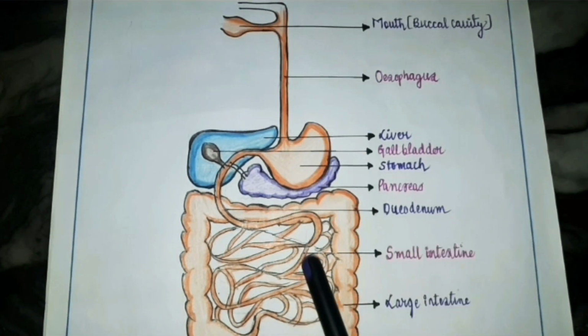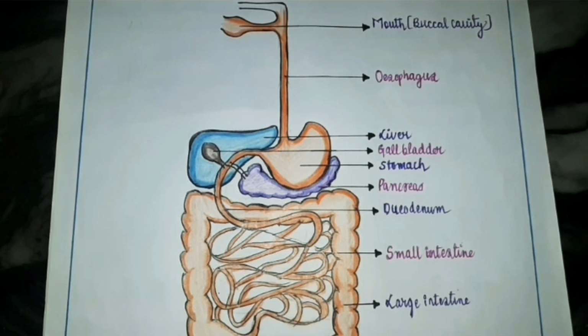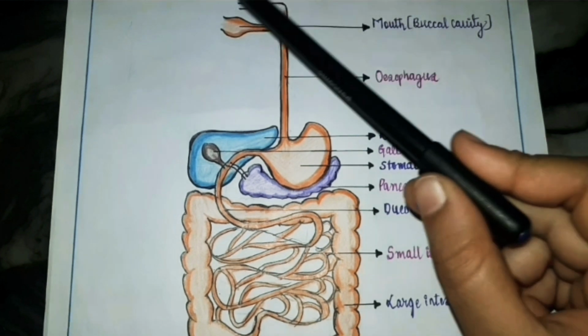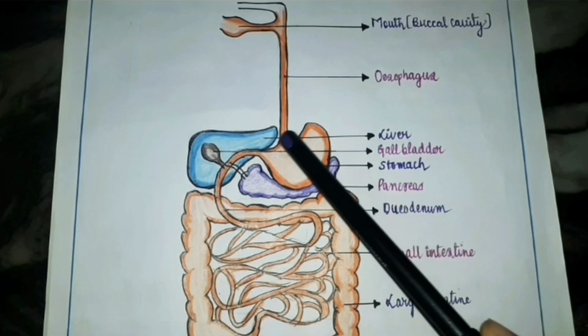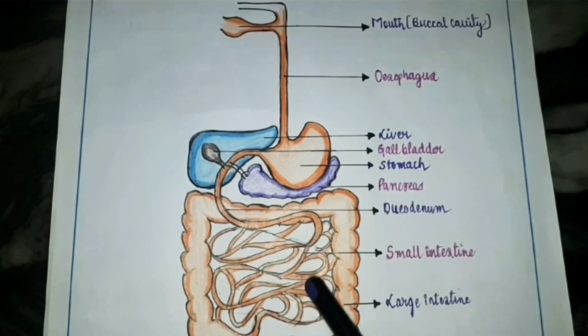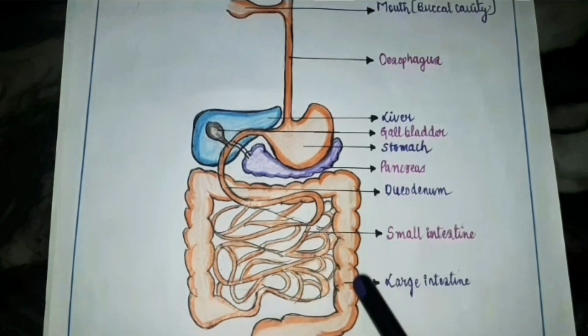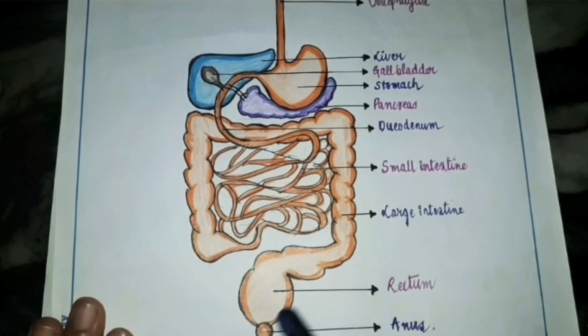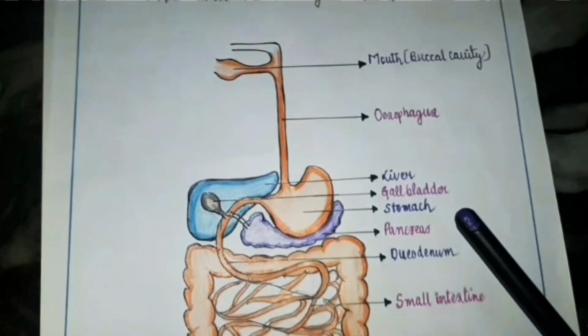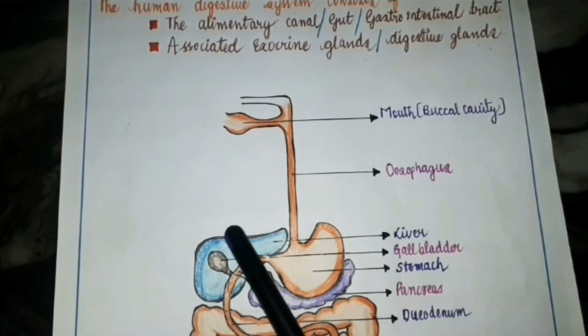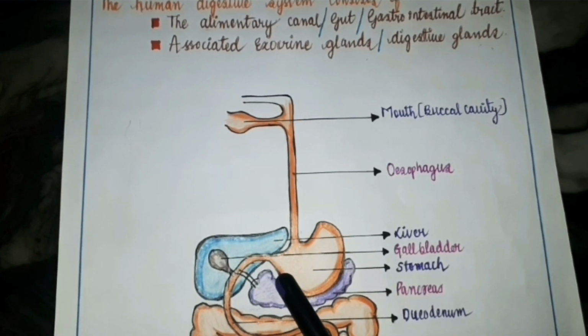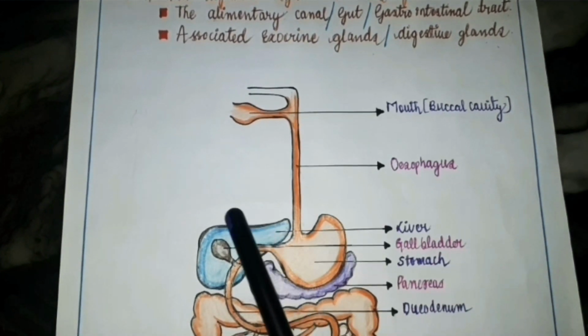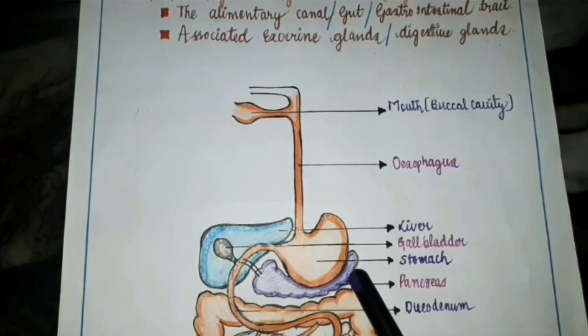So this alimentary canal is a tubular structure measuring about 9 meters in length, which includes the mouth, esophagus, stomach, small intestine, large intestine, rectum and anus. Okay. So we have the liver and the pancreas. These are the associated digestive glands. Which are the associated digestive glands? The liver and also the pancreas.